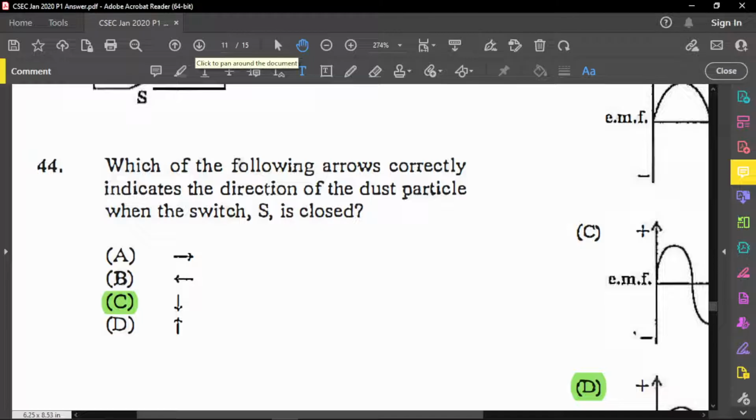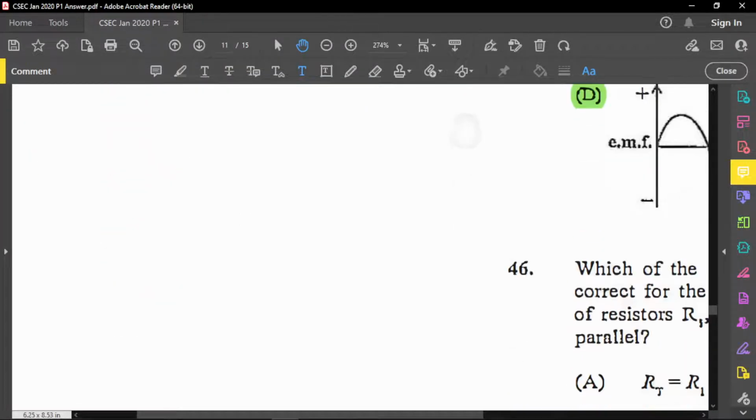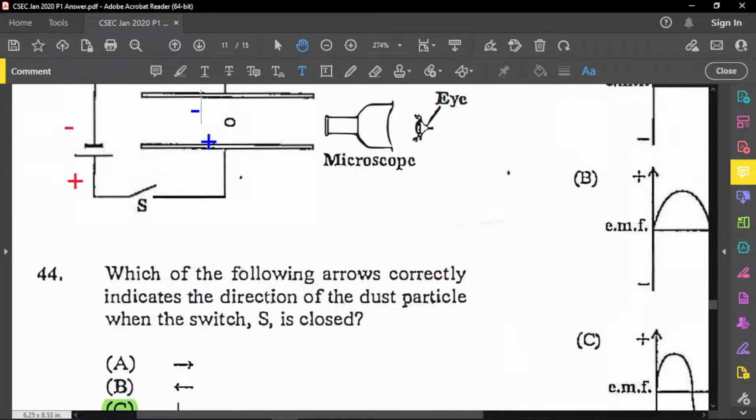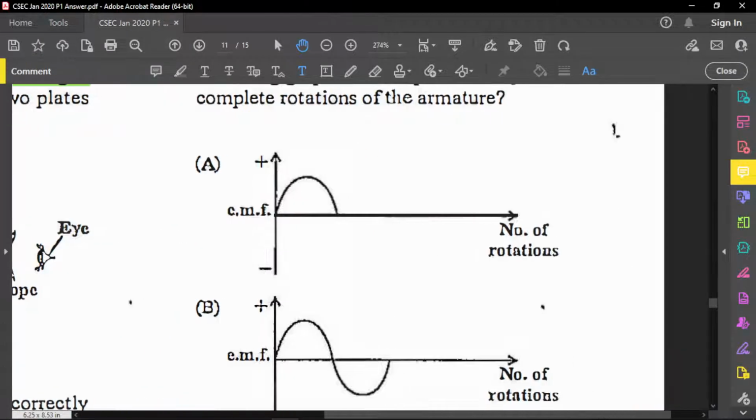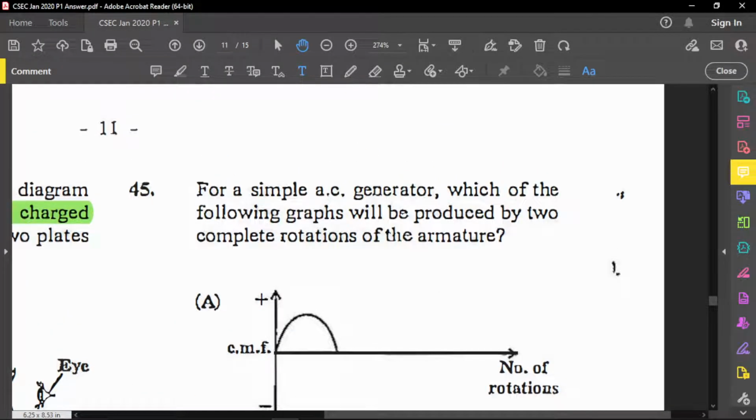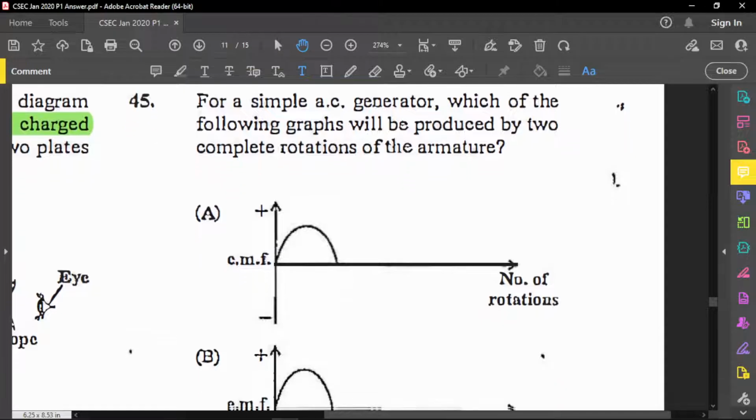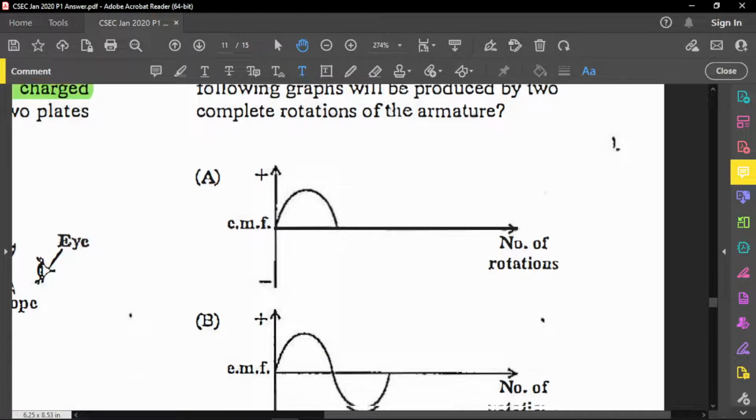All right. So that's 44. Let's go to question number 45 now. Question number 45 reads, for a simple AC generator, which of the following graphs will be produced by two complete rotations of the armature? All right, and here, let me show you what's going to happen with two complete rotations.